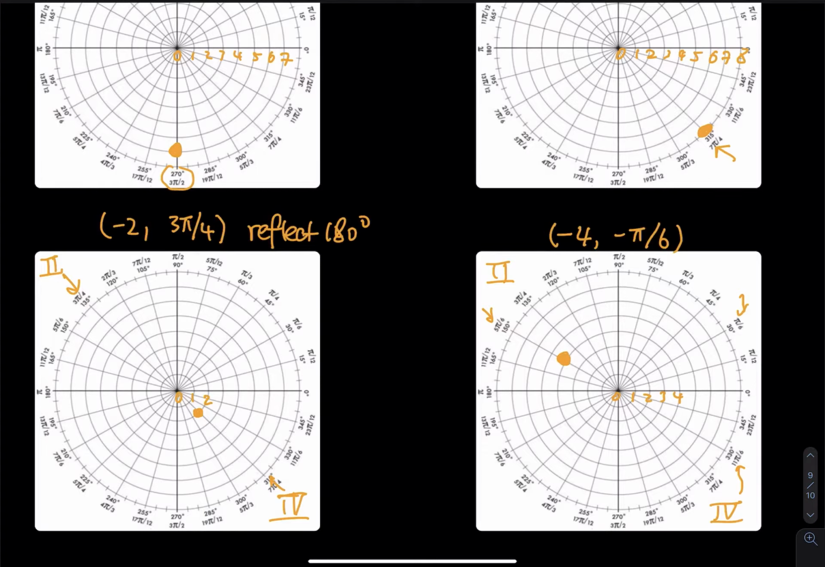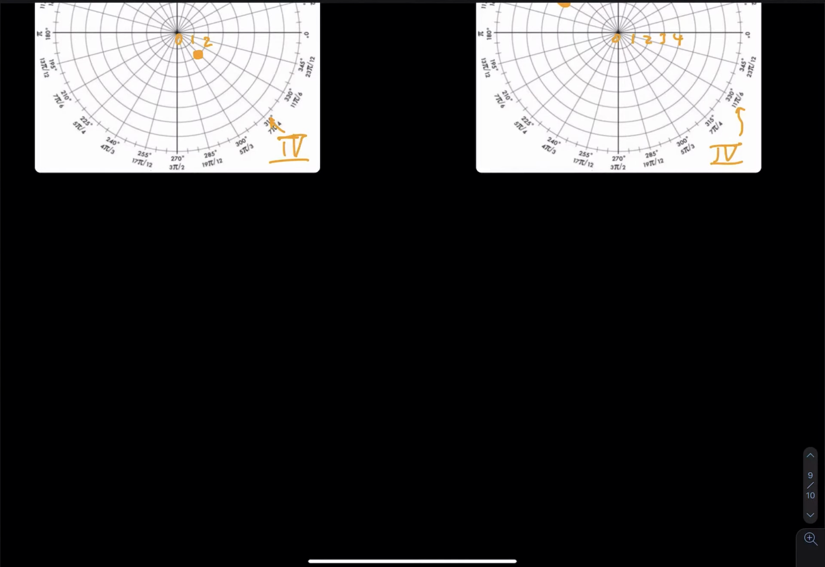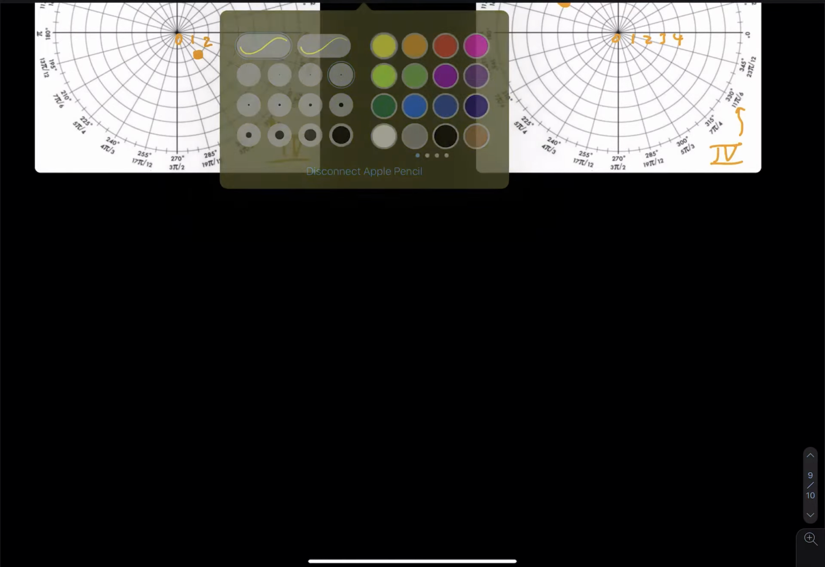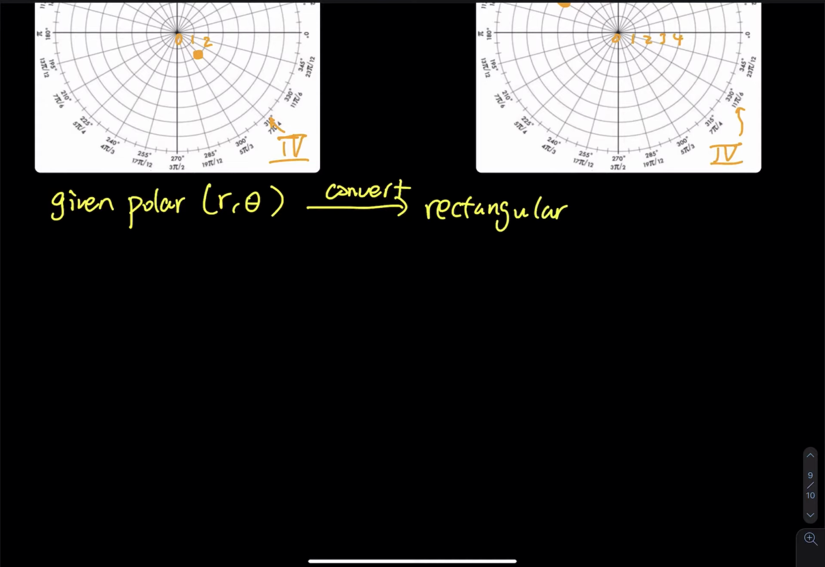So we have 4 polar coordinates. What I want you to do is I want you to convert them to rectangular coordinate x comma y. So let's do that right here. Do you still remember the formula? What we are trying to do right now is, given a polar coordinate r, theta, we have to convert to Cartesian or rectangular x comma y.